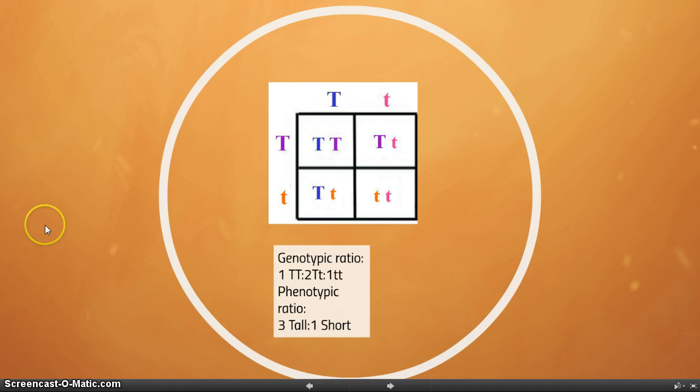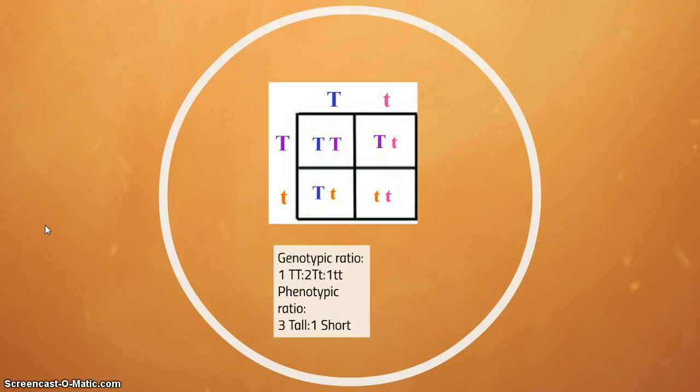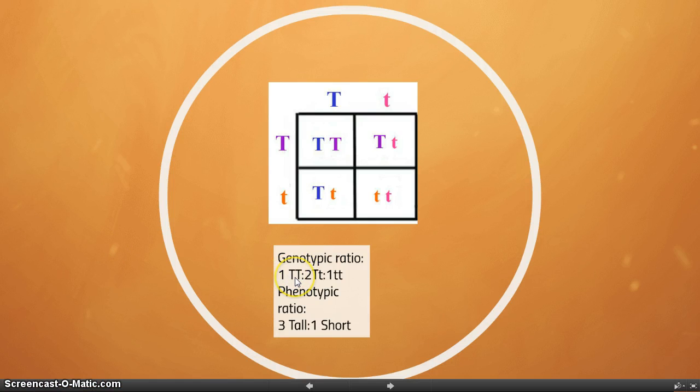So when you're done with this, you're going to end up with the genotypic ratio. I wrote it as a ratio here of 1 big T big T to 2 big T little t to 1 little t little t, or 1 homozygous dominant, 2 heterozygous to 1 homozygous recessive. Or I could say 1/4, 1/2 to 1/4, or I could say 25%, because 1 out of 4 is 25%, to 50% to 25%.